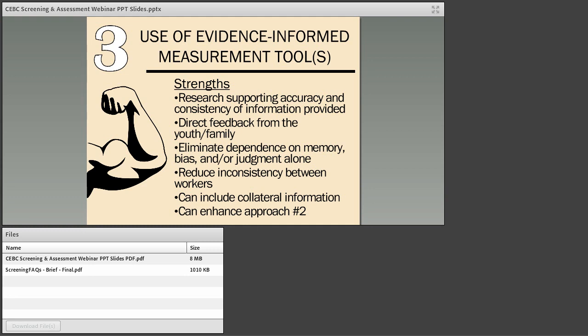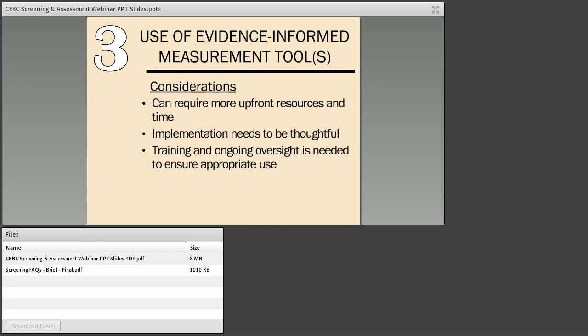We get direct feedback from the child, youth, or family, depending on who's responding, and we eliminate the dependence on memory, bias, or judgment alone. It reduces inconsistency between workers, and it can include collateral information. It can also enhance the second approach that we just talked about, the information consolidation. So those are some of the benefits, but it also has some considerations. I didn't call these concerns. These are considerations that you would want to take into account.